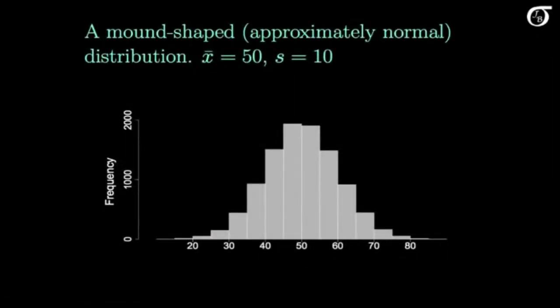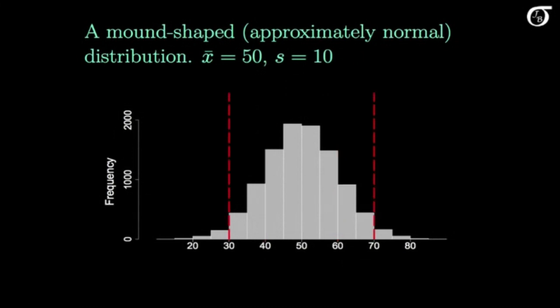Here's a mound-shaped, approximately normal distribution. And I've cooked the book such that the mean is equal to exactly 50, and the standard deviation is equal to exactly 10. Here, the empirical rule tells us that from 1 standard deviation below the mean, or 40, to 1 standard deviation above the mean, or 60, we would expect to see approximately 68% of the observations.